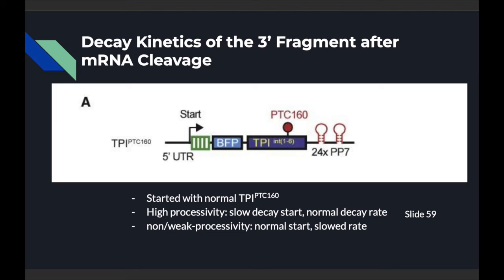To test the processivity, they reduced the levels of XRN1, hypothesizing that if XRN1 is highly processive, the start of decay would be slowed but the rate would remain the same, while a decreased rate and faster start would indicate weak or non-processivity.